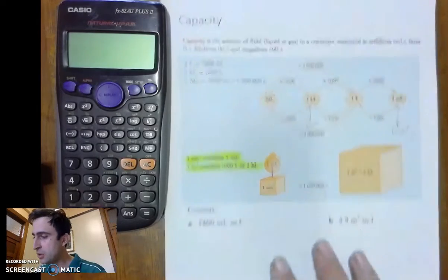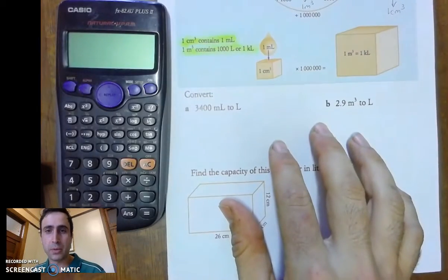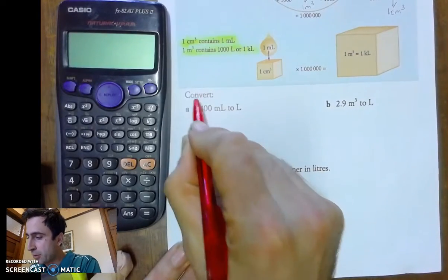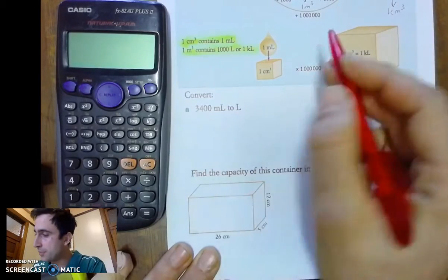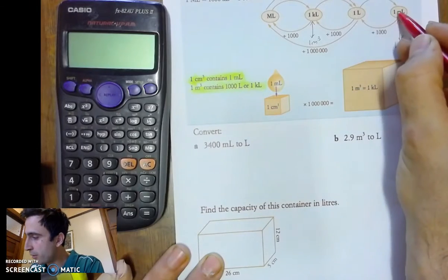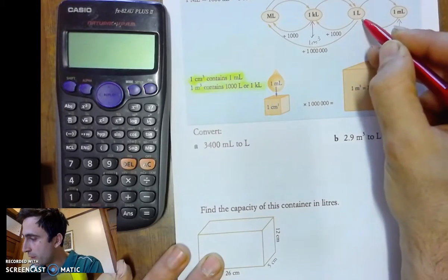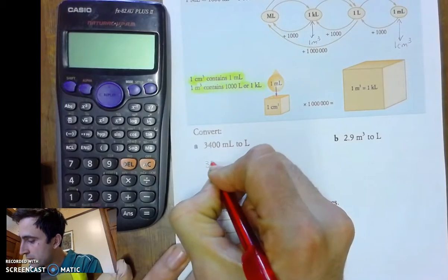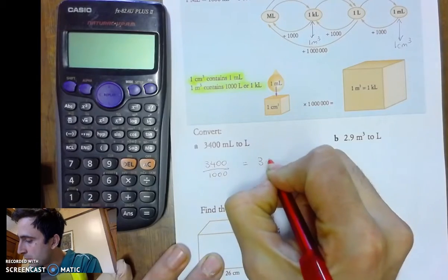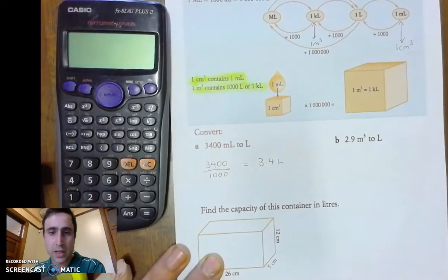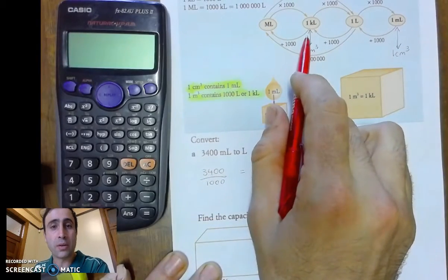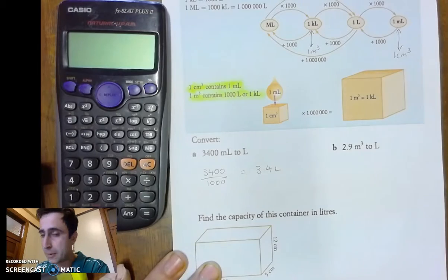Okay, let's do some simple problems on that. Convert 3,400 millilitres to litres. If we're going from millilitres to litres, we divide by 1,000. So that's 3,400 divided by 1,000 equals 3.4 litres. Now some of you might be fortunate and be able to do this in your head. However, there's always our conversion table to help us out.